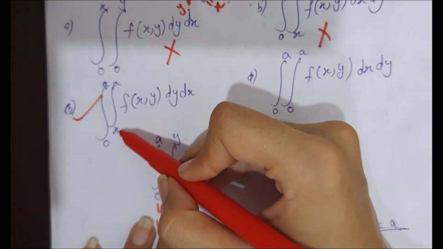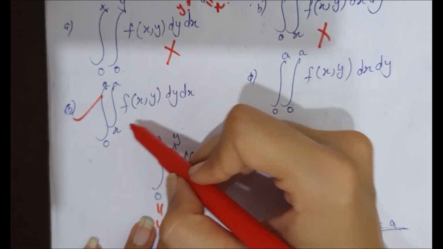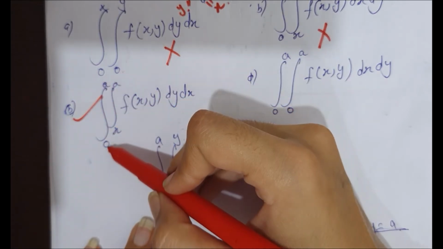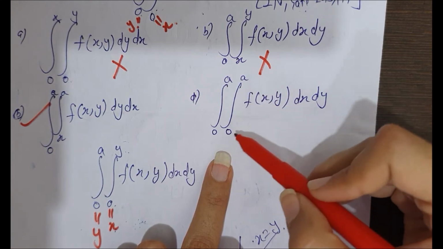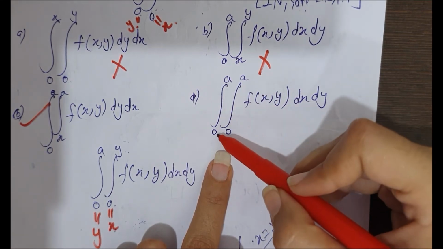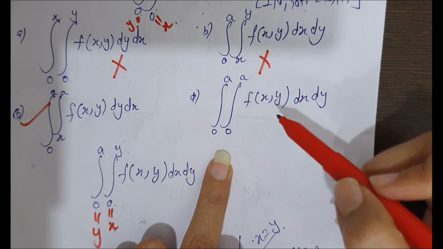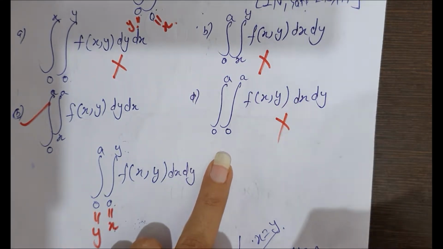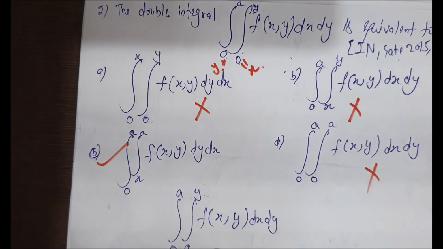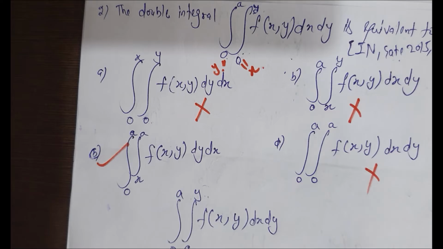Option C, its limit is from x to a and the other limit is constant, it's from 0 to a. It can be possible. In the last option, the first limit is from 0 to a, it's constant, and the other limit is also from 0 to a, so it can't be possible. Two limits can't be constant, so this is the right one. In GATE questions, before solving the question, firstly see the options to check whether you can solve it with the options or not. In an academic examination, you have to solve it because you get marks when you solve the question.